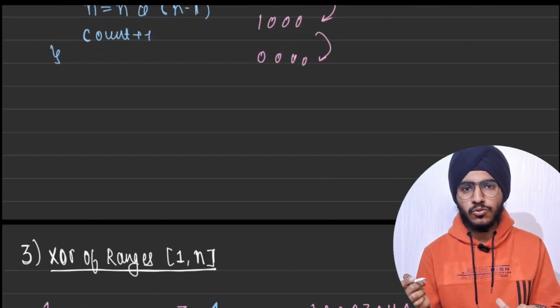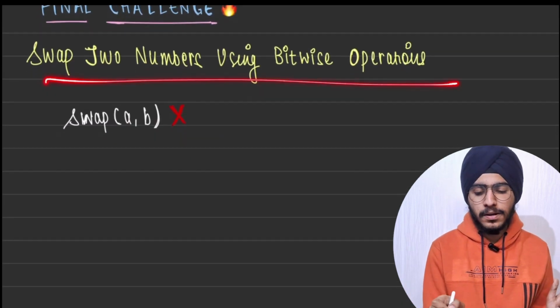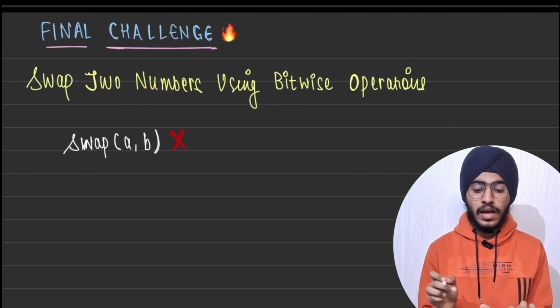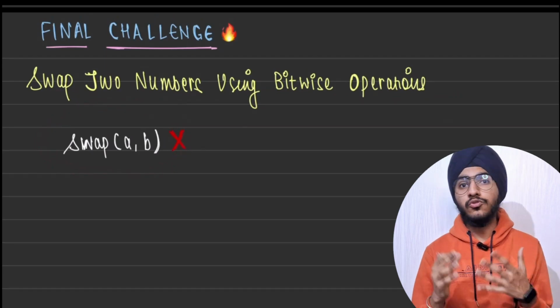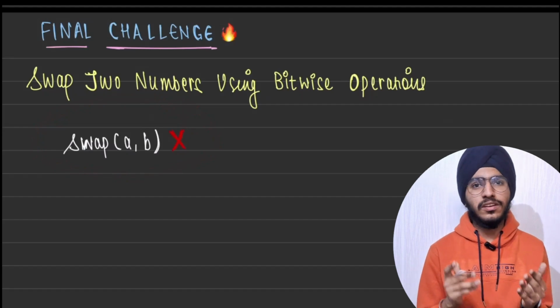So now it's time to give you a challenge. The challenge is to swap two numbers using bitwise operations, and don't use a swap function. Use a bitwise operator to swap the two numbers. Let's see the solution in the comments.